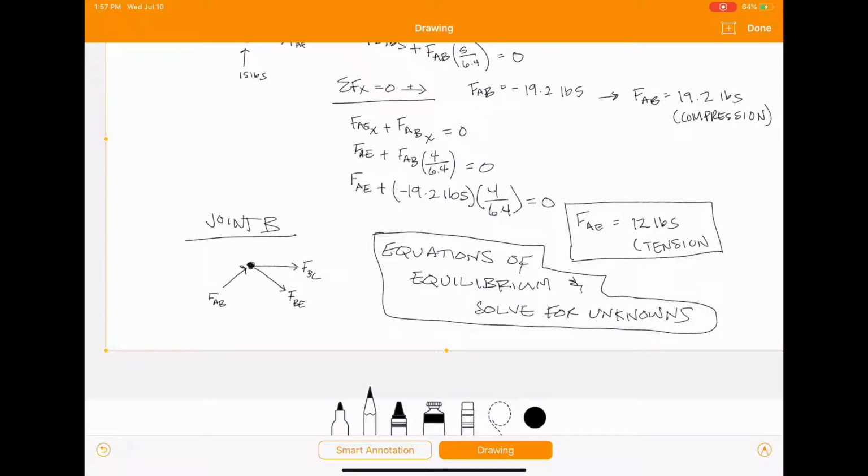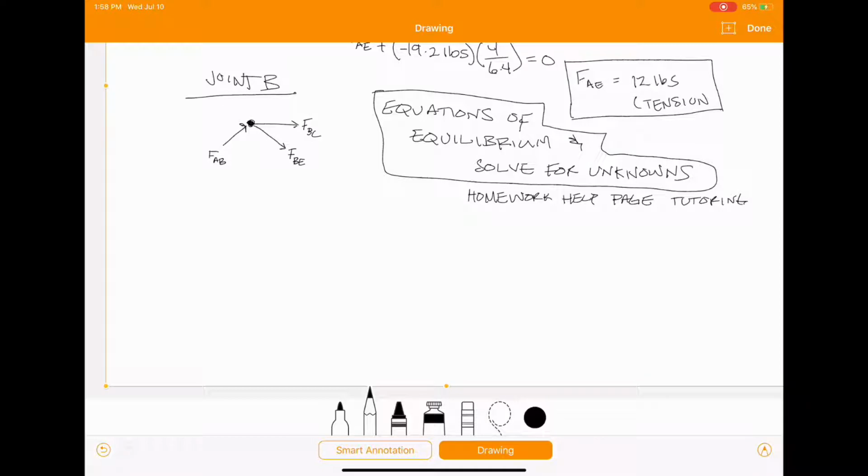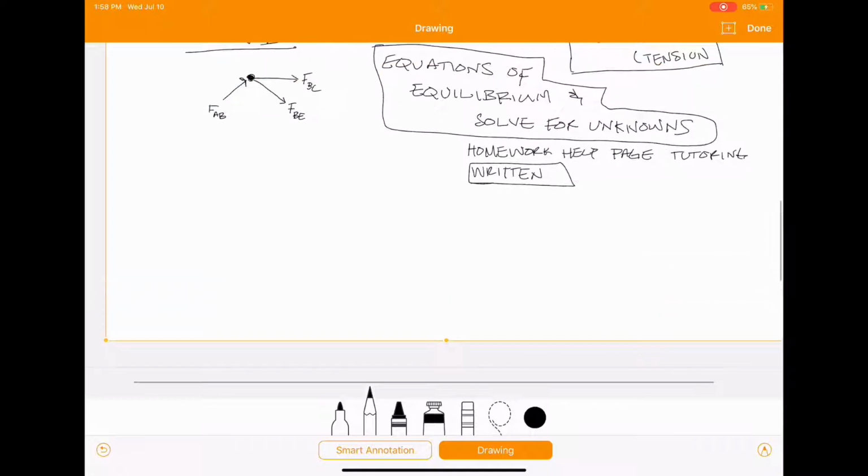If you do feel like you get in a jam and you're still not quite sure what the procedure is, go ahead and head over to our homework help page or our tutoring page, and we'll be able to give you further explanation there. Also, for our written examples, we go through an entire problem for you on method of joints. But we're going to go ahead and move on to method of sections.